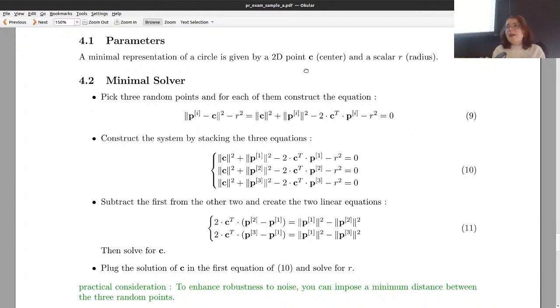Now, we are able to estimate these parameters once we are given at least 3 points. As you remember from basic geometry, 2 points are enough to fit a line, but not enough to fit a circle. But with 3 points, you can fit a circle.